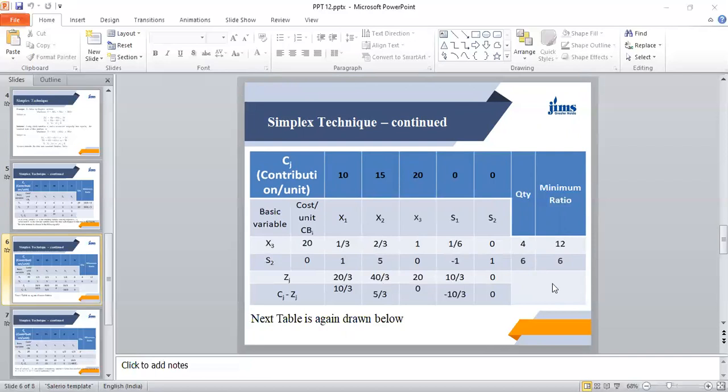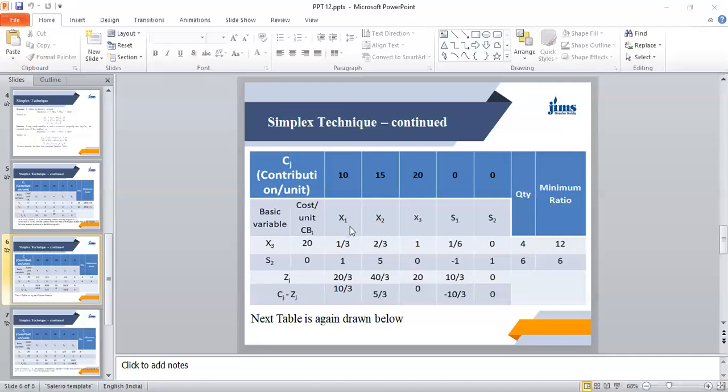What does it mean? That S2 will go. S2 is the outgoing variable, and X1 is the incoming variable because this is the key column. Key column means incoming variable. Key row means outgoing variable. So key column is X1, so this is the incoming variable in the next iteration. S2 is the key row, so this is the outgoing variable in the next iteration.